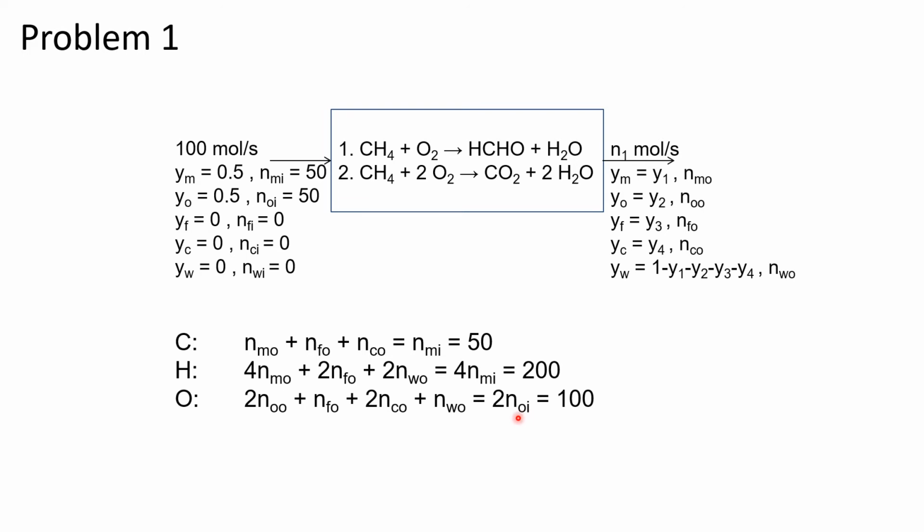The flow rate of oxygen in is equal to the flow rate of the oxygen molecules that come in times 2 atoms per molecule. The methane does not contribute here to the oxygen flow rate in. Since we know the oxygen flow rate in is 50, 2 times 50 is 100. That's how we get that third equation. Unfortunately, if we look at this, we have 3 equations and 5 unknowns. We're sort of stuck unless we get 2 additional specifications.